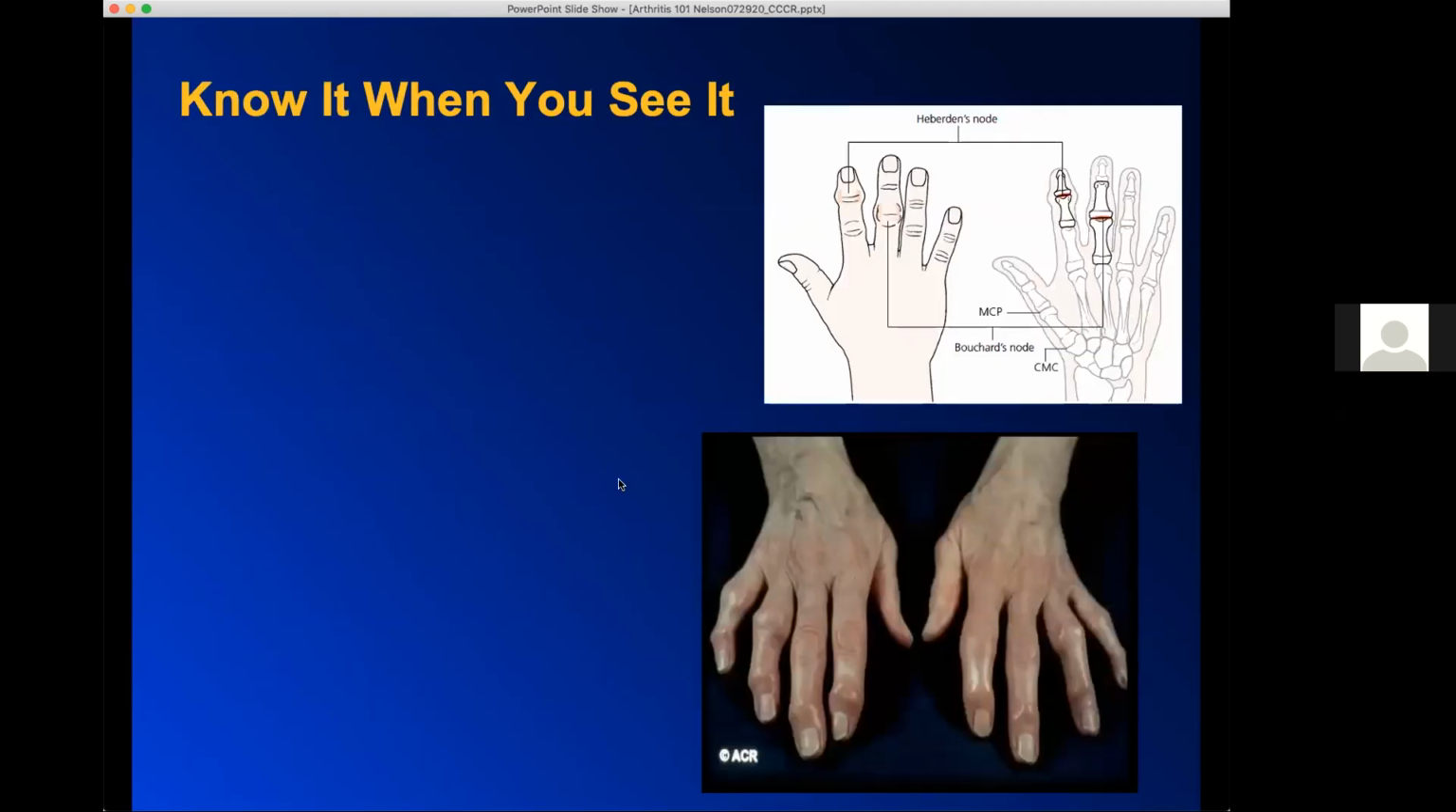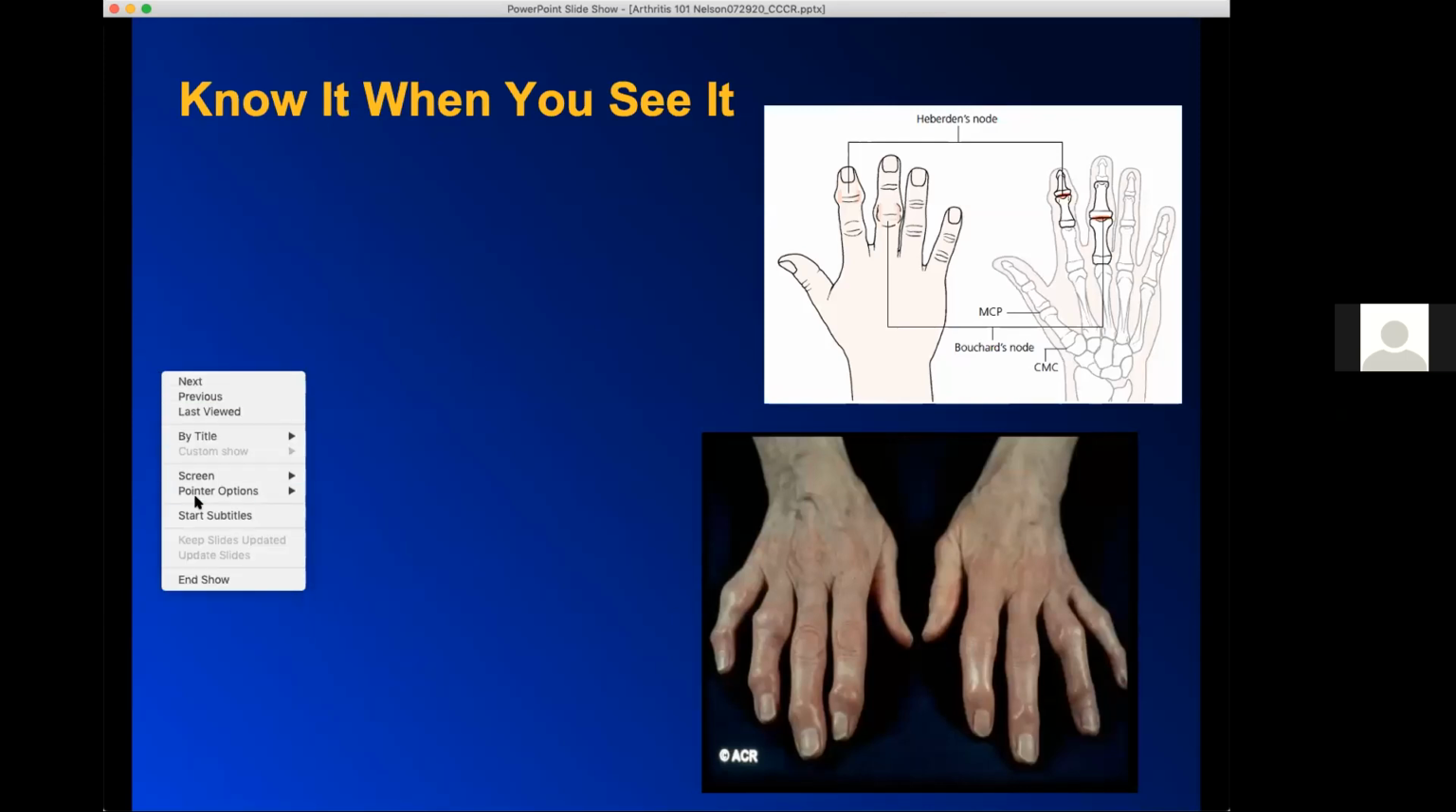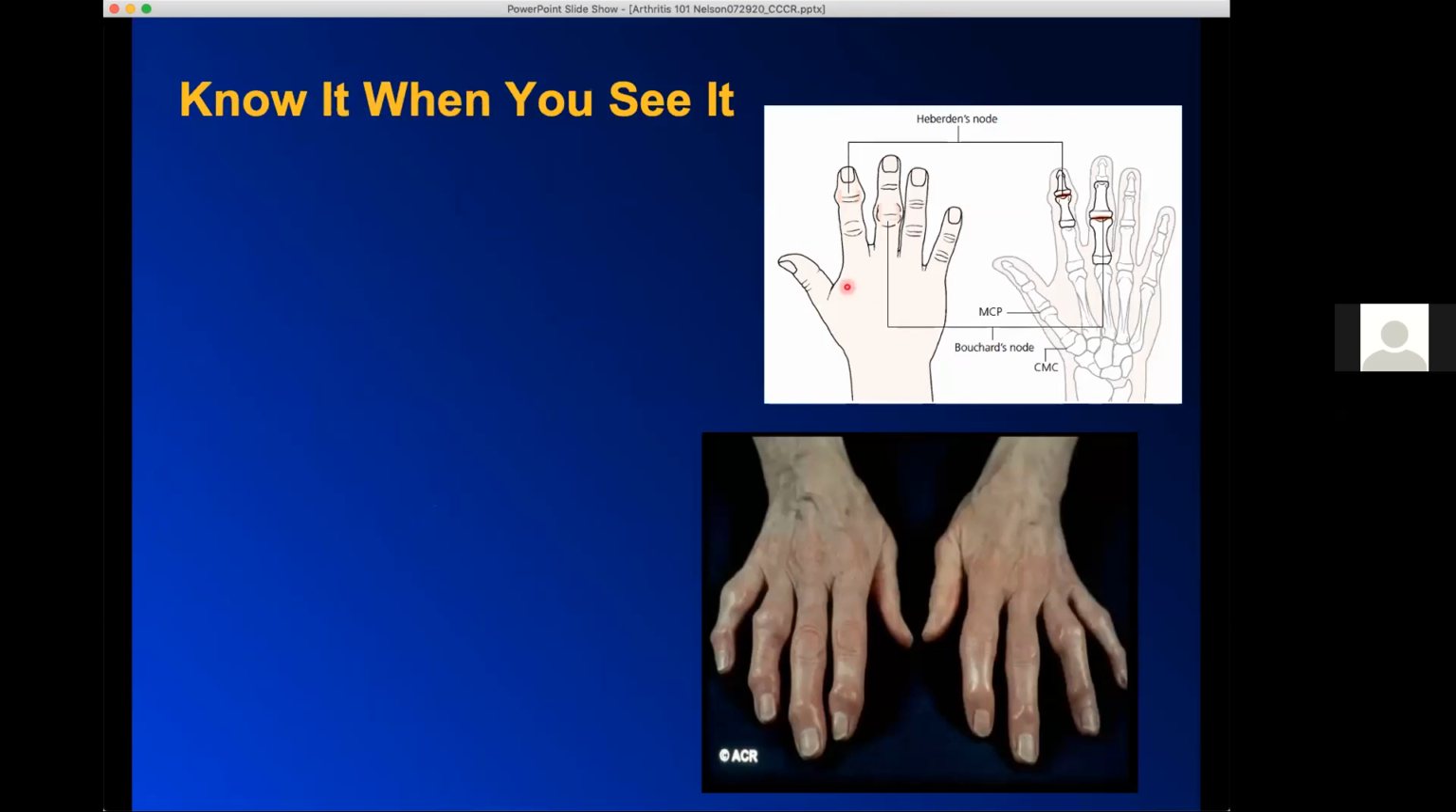So here's a picture I was mentioning earlier. So let me, one second, I'm just pulling out my pointer. Here it is. So DIPs are these joints out here. This is a PIP. This is an MCP. The CMC is down here.